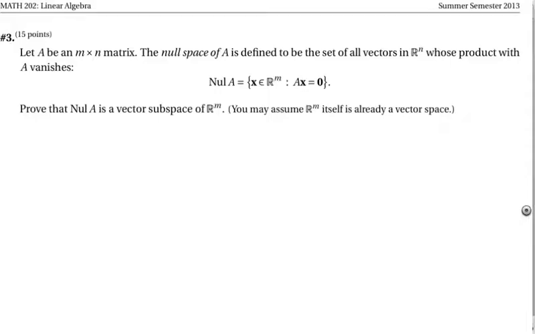So here was the third question from the exam. And on this question, you're supposed to prove that the null space of a matrix or a linear transformation, I guess it's a matrix in this example, is a vector subspace. There were some typos on here, so let me make sure I get those fixed.